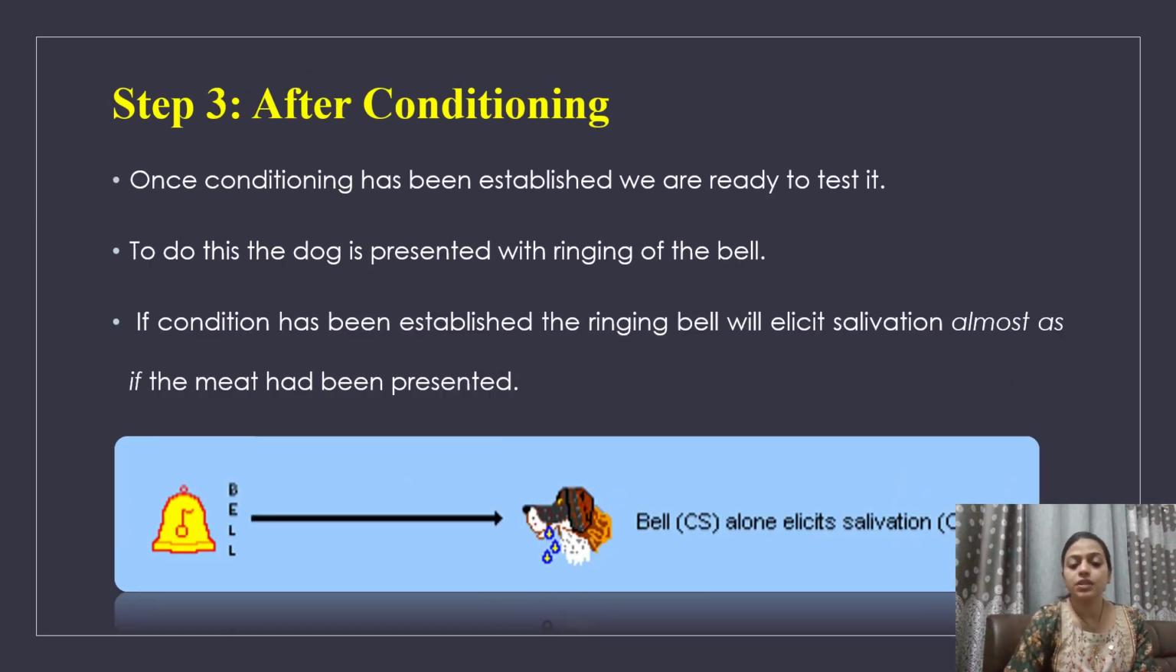Now what happens after conditioning? Once conditioning has been established, we test it. To do that, the dog is presented only with the ringing bell. If the bell is rung, the dog starts salivating. This response, salivation, is called the conditioned response because it is coming due to the conditional stimulus. Now the bell has become a conditional stimulus. So conditioning has been done. Even if the meat is not presented, the ringing of the bell alone is causing salivation.